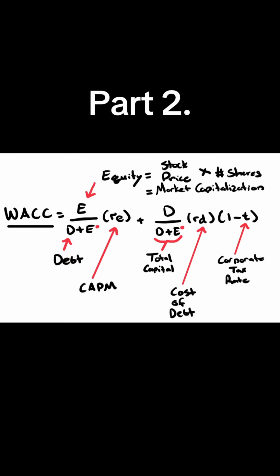Debt is how much the company owes. CAPM is capital asset pricing model, and I'm going to talk about that soon. And then total capital is D plus E, which is debt plus equity, which is how much capital the company has to deploy. Then RD is cost of debt, which is how much that debt is being financed at, so the rate. And then we have T, corporate tax rate.